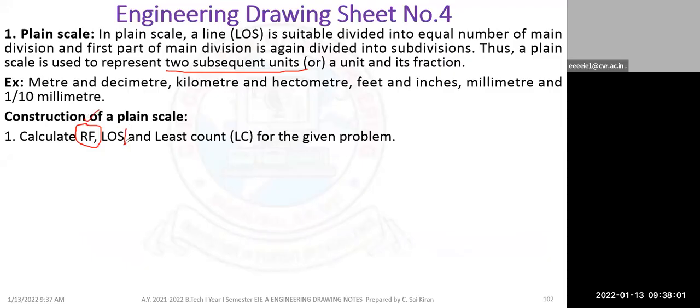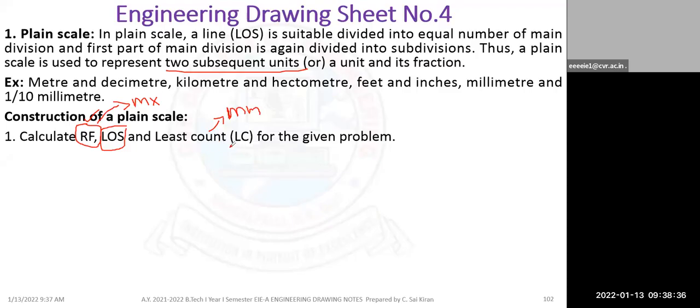Next thing you have to calculate is the length of scale. So length of scale equals RF into maximum distance. If you multiply RF into maximum distance, then you will get LOS. Then you have to find the least count. Suppose you take your normal 15 centimeter scale, the least count is 1 mm, because less than 1 mm you can't measure anything on your normal scale. If you want to measure 0.5 mm, it is not possible on your scale. You can measure only 1 mm. So that is the least count.